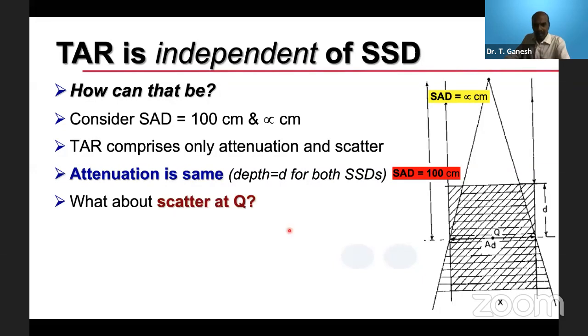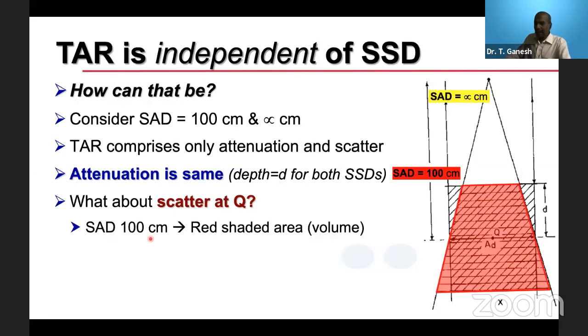source. But what about the scatter at Q? For that, we have to consider the beam divergence. For SAD 100, this trapezoid is the area, or volume, from which the scatter is going to reach Q. I hope you will agree to this, because this is the volume being irradiated by this divergent beam, and this is the volume from which the scatter is going to reach point Q.